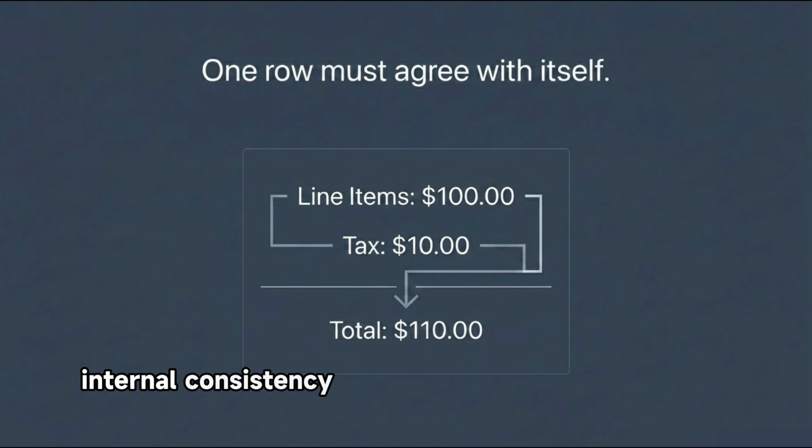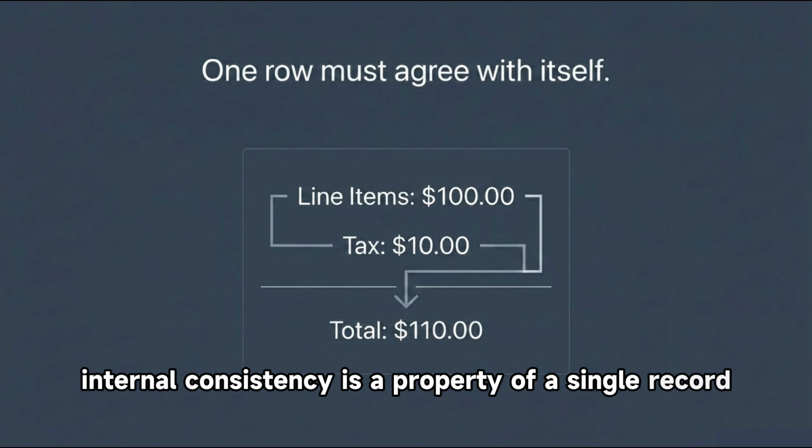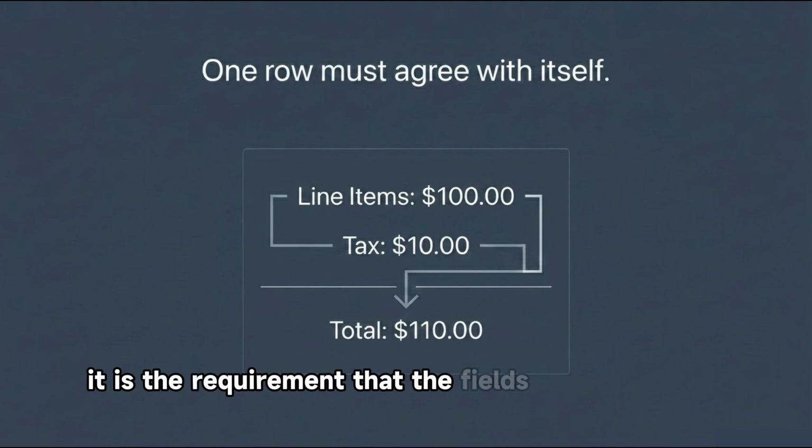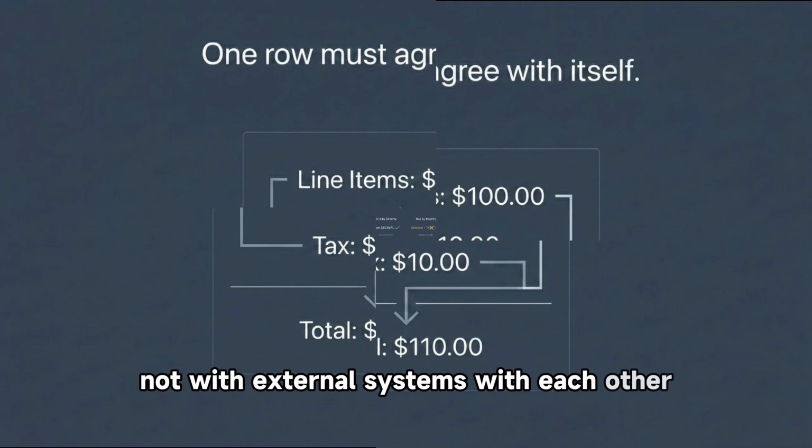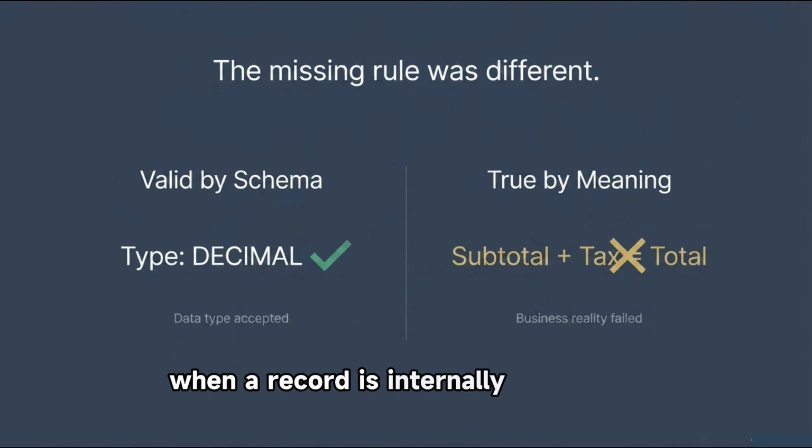Internal consistency is a property of a single record. It is the requirement that the fields within one row, one document, one entity agree with each other, not with other records, not with external systems, with each other. When a record is internally consistent, its fields describe the same reality. When it is not, they contradict each other, and your database returns the record as if nothing is wrong.